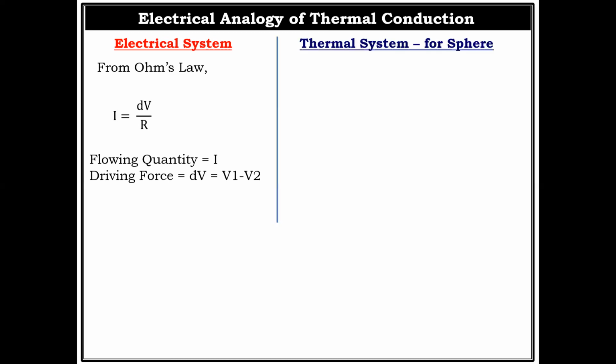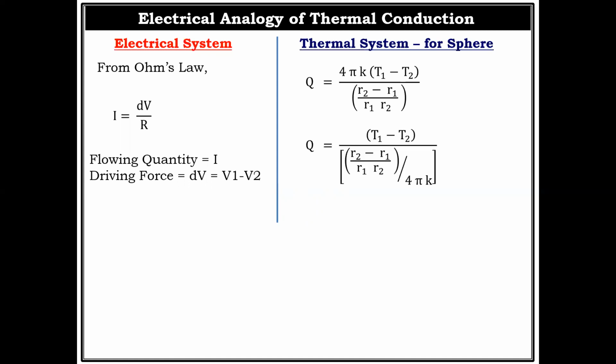If we consider the thermal system for a sphere, we know the heat transfer rate Q is equal to 4 pi k (T1 minus T2) upon the bracket, that is (R2 minus R1) upon (R1 into R2). Rearranging this equation, Q is equal to (T1 minus T2) divided by this whole bracket divided by 4 pi k, as shown in the formula.